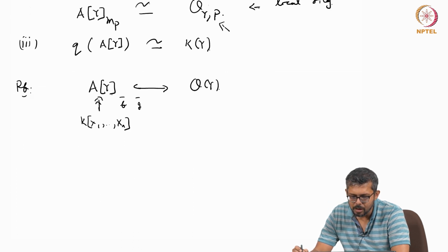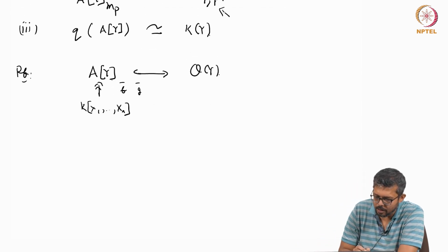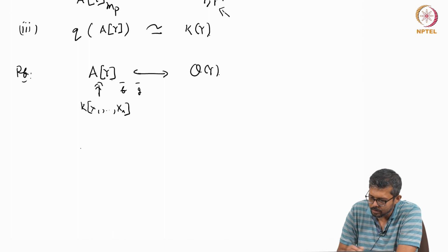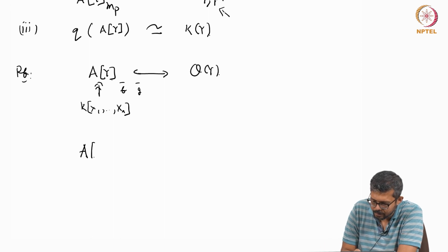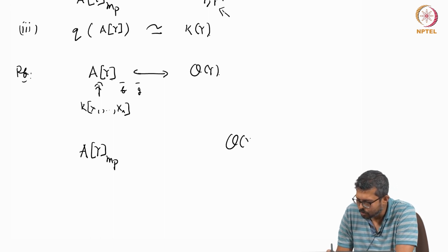If this is injective, I want to prove it's an isomorphism, right? The isomorphism is proved like this. You have this A[Y] and you localize at m_p, and you have this O_{Y,P}.